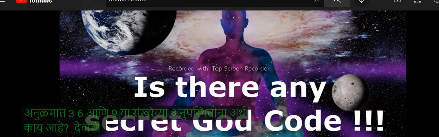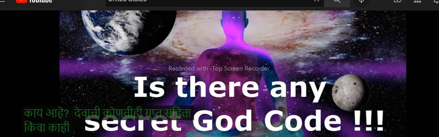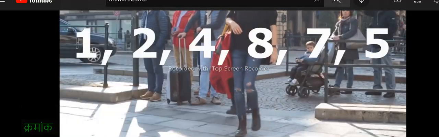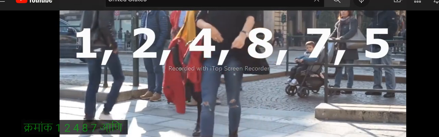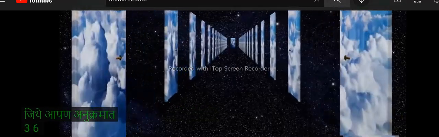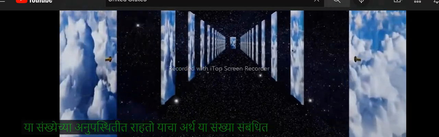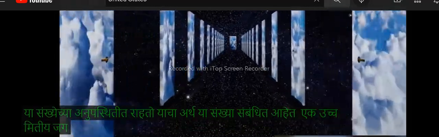Does it point to any secret code of God or some mystery of the universe? According to some researchers, numbers 1, 2, 4, 8, 7, and 5 represent our three-dimensional world where we live. The absence of numbers 3, 6, and 9 in the sequence means these numbers belong to a higher dimensional world. But what will happen if we double or halve the numbers starting from number 3 or 6?